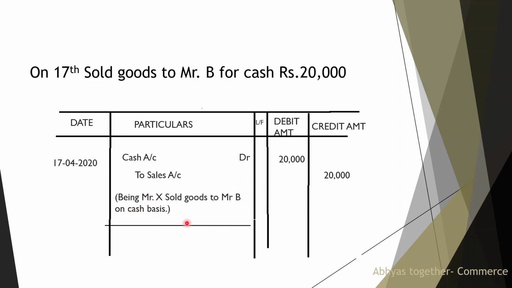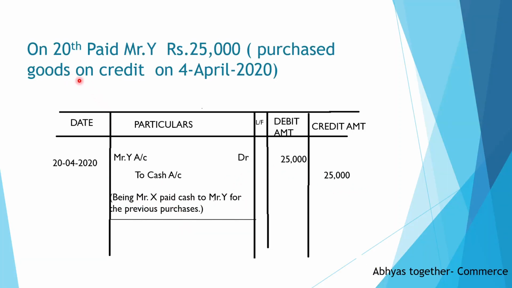Being Mr. X sold goods to Mr. B on cash basis. On 20th, the business paid Mr. Y rupees 25,000. Mr. X paid Mr. Y, which we have already purchased. We purchased those goods on credit on 4th April 2020, which was the previous transaction. So on 20th April 2020, who is the receiver here? Mr. Y is receiving the cash, right? Mr. Y account debit to. The cash is going outside. Credit what goes out, cash account. Being Mr. X paid cash to Mr. Y for the previous purchases.